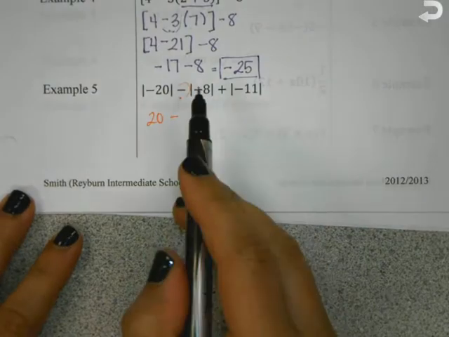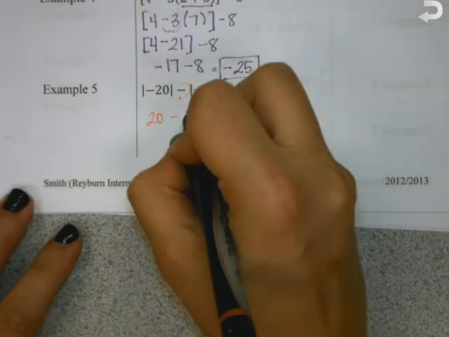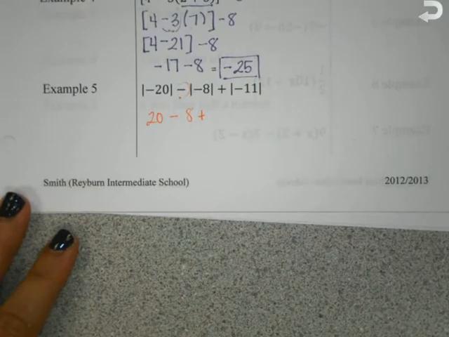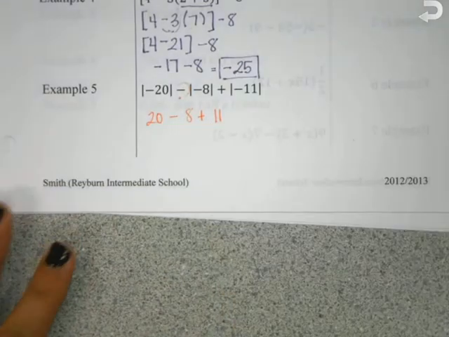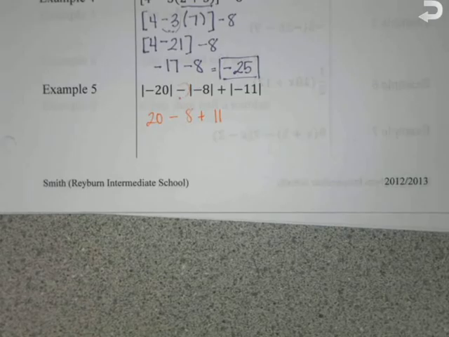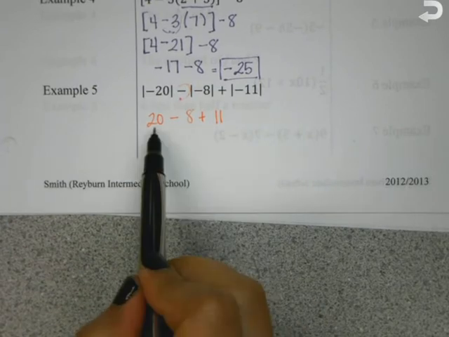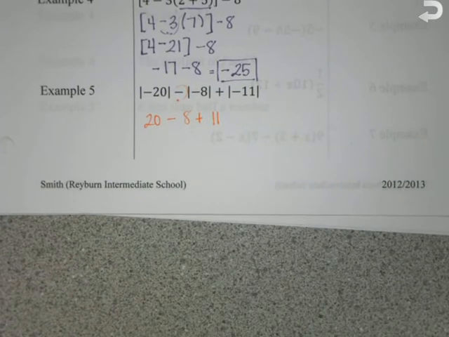Positive 11. Okay, now absolute values fall under the same category as parentheses. So if you ever see an absolute value, you need to do that part first, okay? Now we can just add and subtract from left to right. So 20 minus 8 gives me 12 plus 11. And what's 12 plus 11? 23. Box your answer. Okay, perfect.